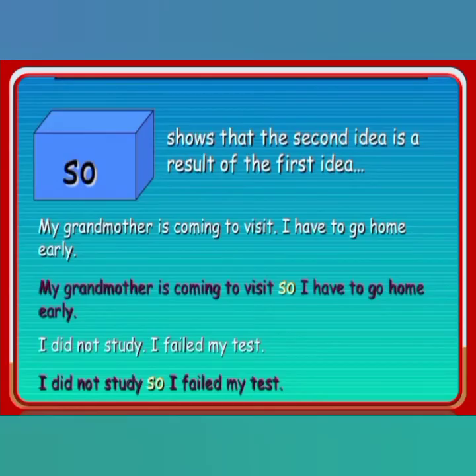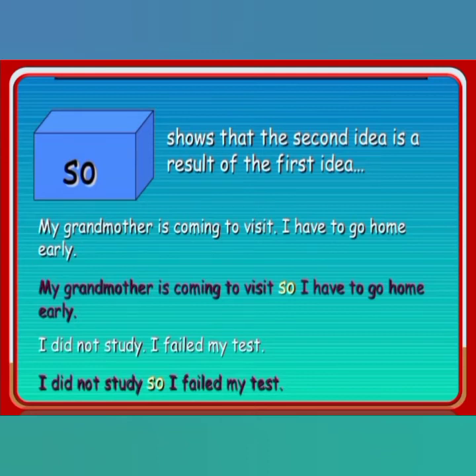Let's learn more about it. So shows that the second idea is the result of the first idea. The example is given here. We have two sentences. My grandmother is coming to visit. I have to go home early. So what are we going to say? My grandmother is coming to visit, so I have to go home early. Right? Now grandmother is coming. So what is the result of that? That you will go home early.